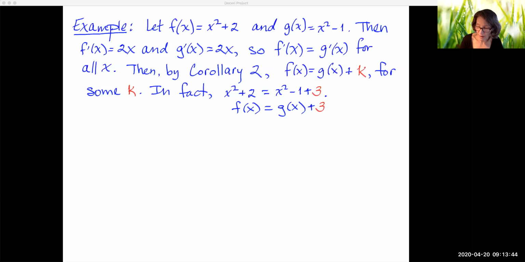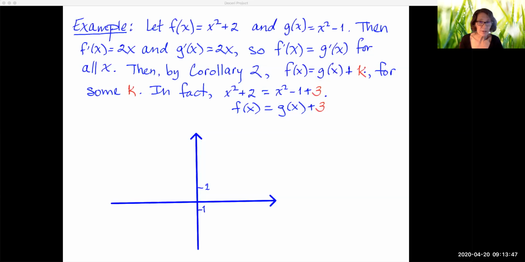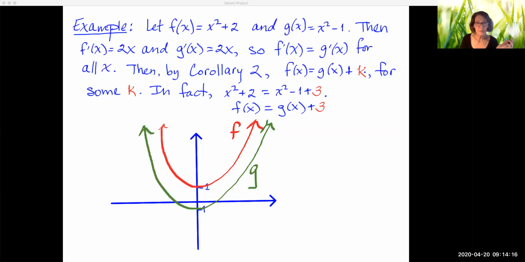And so now I'm going to show the graphs. So these are just parabolas. They're both opening upward, right? X squared has just a positive 1 in front of it. So the coefficient is positive, means it's opening upward. And they just have different y-intercepts. So f of x looks like this. It's a parabola opening upward, y-intercept at positive 2. G of x has the exact same shape, but it's lower. So the y-intercept is negative 1.